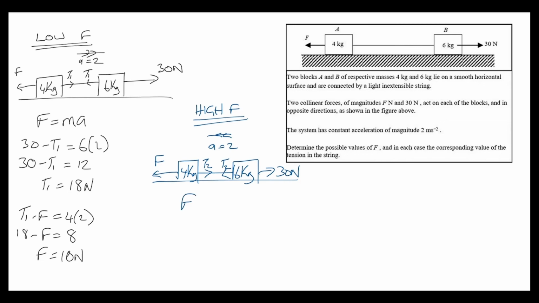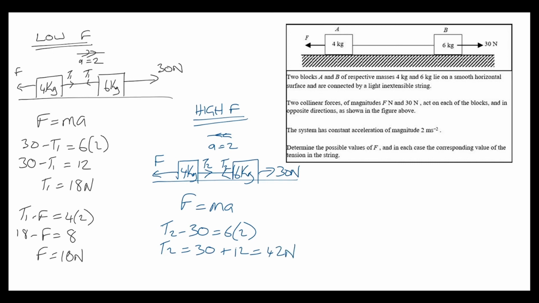So, Newton's second law again. We'll start on particle B. So the tension this time, T2 minus 30, is going to equal 6 times 2. So T2 minus 30 equals 12. T2 must equal 42. So the tension now is 42 newtons.